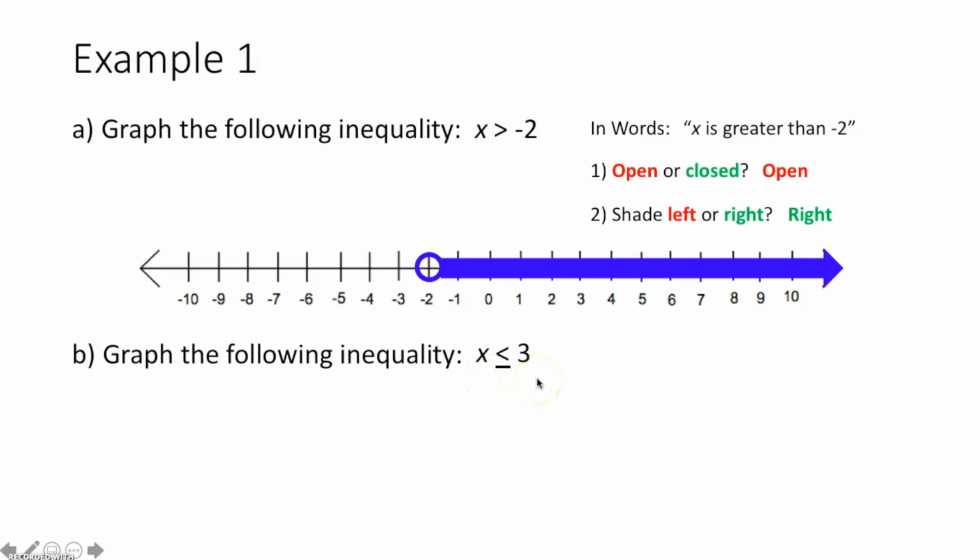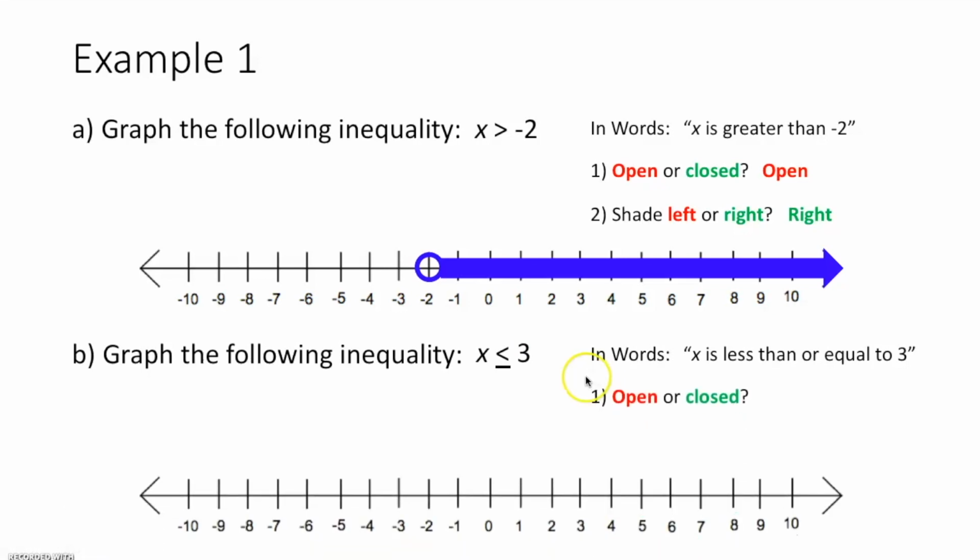So how do I say this in words? We said it's x is less than or equal to 3. Perfect. So now we get into graphing it. First, open or closed circle at 3. Since there's an equal sign down here, we're going to put a closed circle. We're going to put a point at 3.